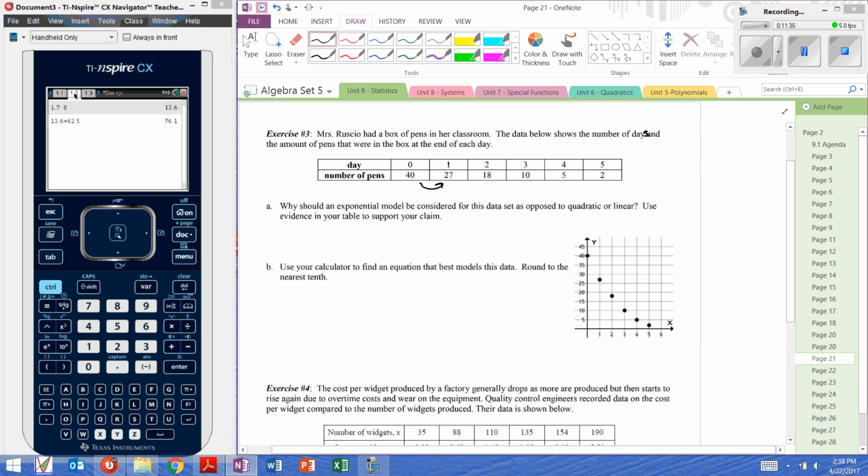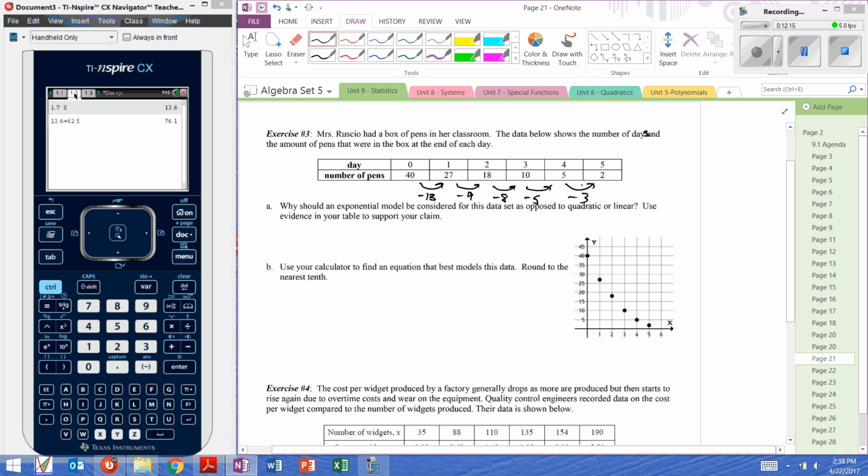So what's going on from 40 to 27? We're dropping by 13. We lost 13 pens. And then 27 to 18, we're losing 9. And then 18 to 10, we're losing 8. This is weird. It looks like we're losing less and less, then 3. So maybe this is not the best way to model this data.